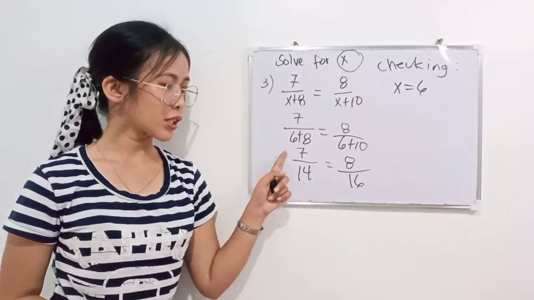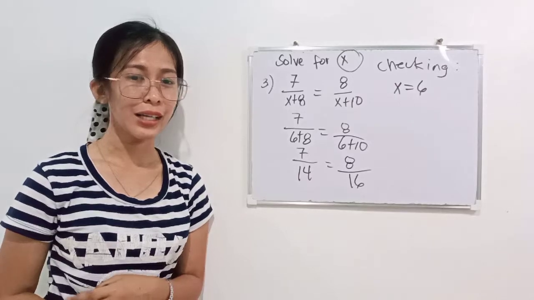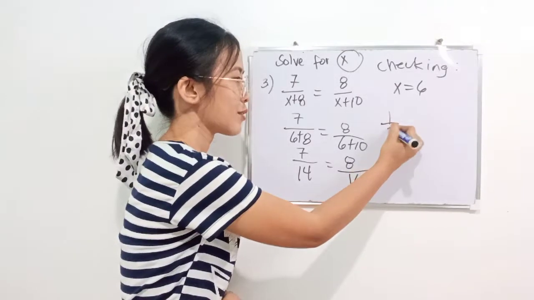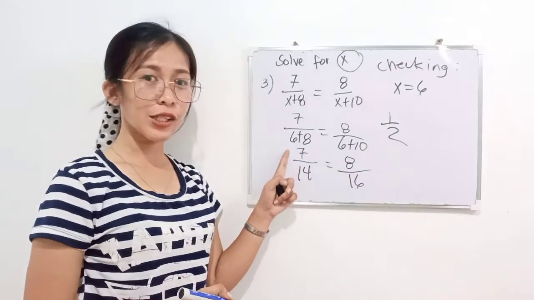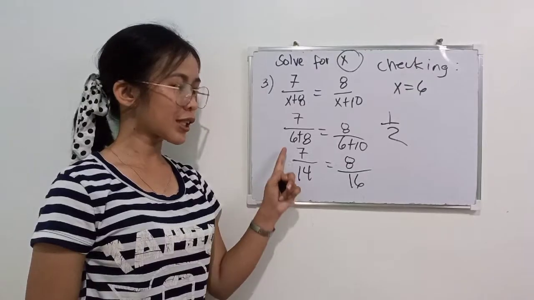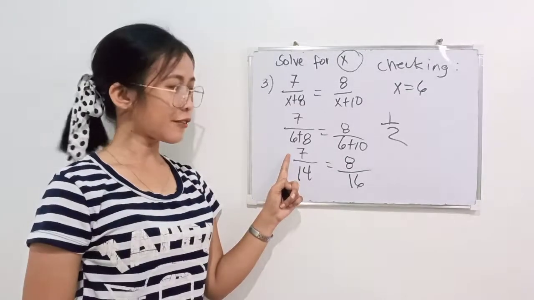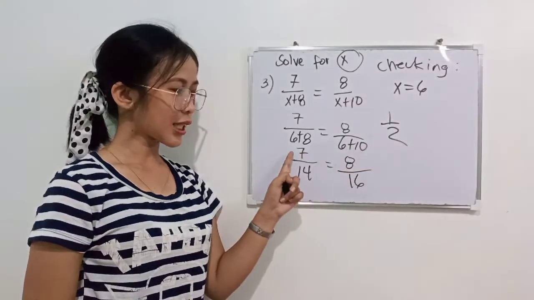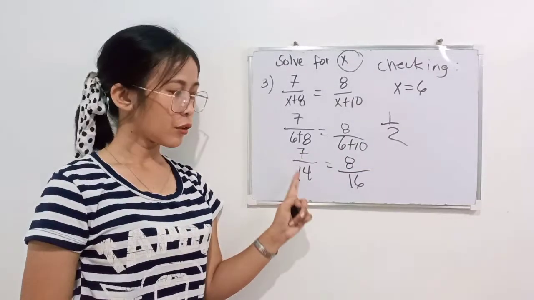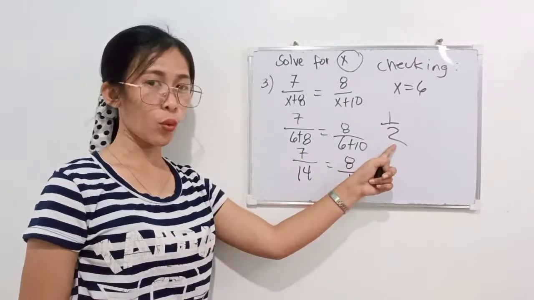Ilo-lowest term natin. So, si 7 and 14, ano ang lowest term niya? 1/2, of course. Kasi di ba 14 divided by 7 is 2. And since wala naman sa numerator si 14, therefore nauna si 1. So 1/2. Kasi 7 divided by 7 is 1. 14 divided by 7 is 2. Alright?